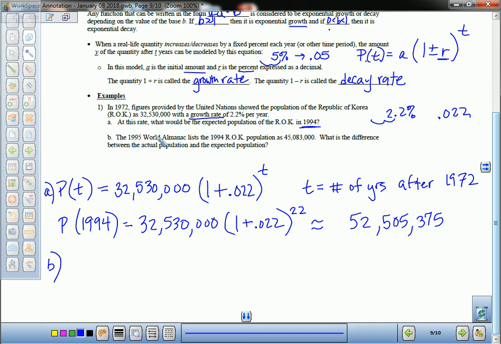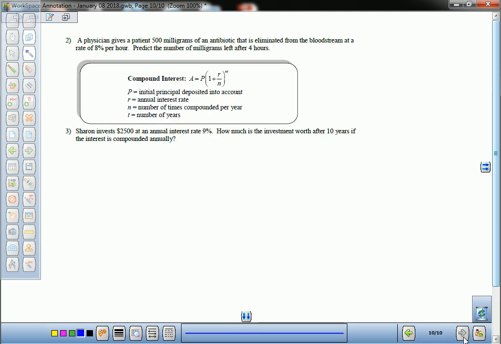Part B, though, reads, the 1995 World Almanac lists the 1994 as 45,083,000. What is the difference? Okay, so this is what we estimated the population would be. This is the actual amount. So all we would do is subtract these two to get the difference. So we were quite a bit off. We were 7,422,375 people off.